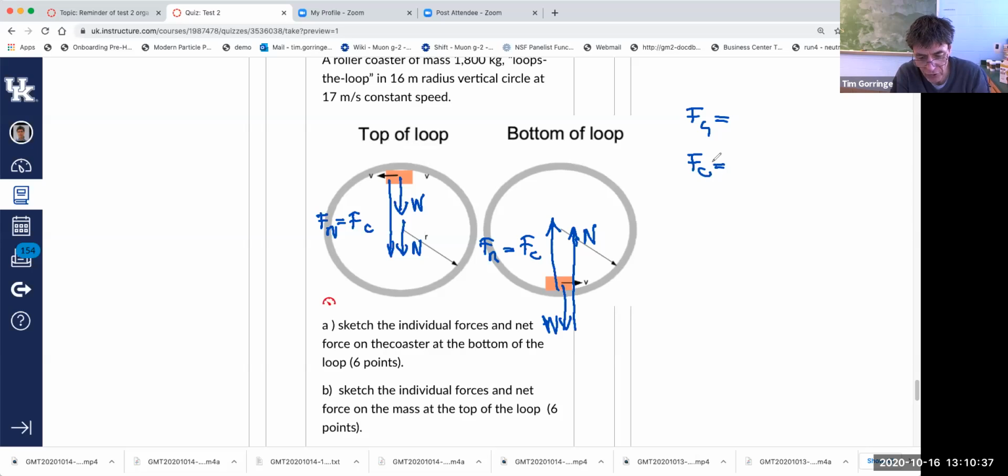So for the force of gravity, that's easy. Just mg. We know the mass is 1800 kilograms. We just got to multiply that mass by 9.8 meters per second squared. I've already worked it out. It's 17,640 newtons.